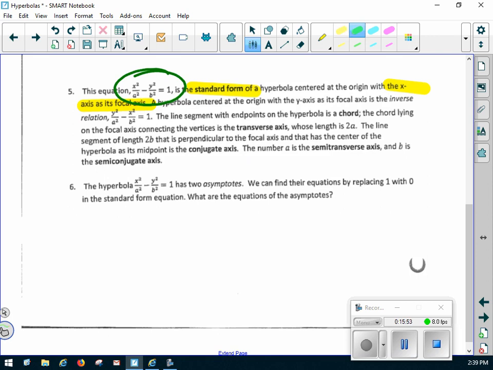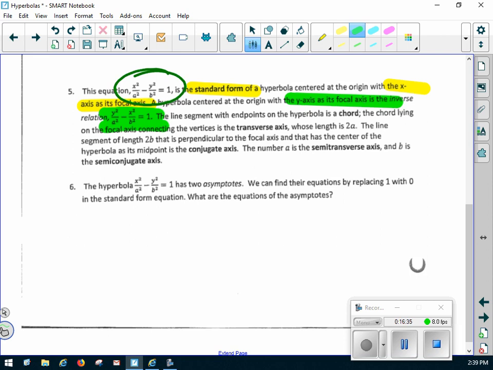If you have the y-axis as the focal axis, the equation is going to look like that. Do you see how they are different? If your hyperbola opens to the side, it's going to start with x squared over a squared. If your focal axis is vertical, which means your hyperbola branches open up and down, then the y squared is going to come first, okay?